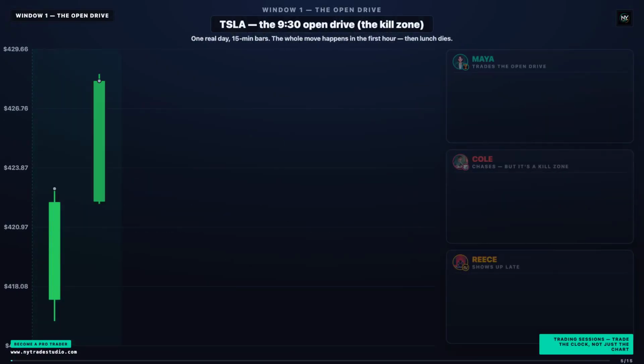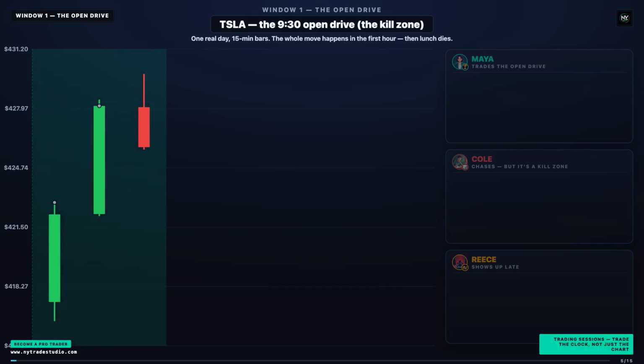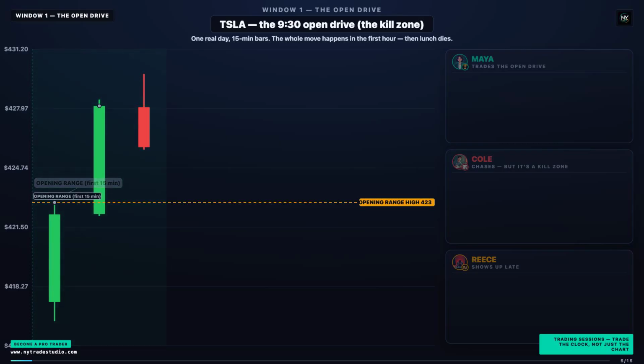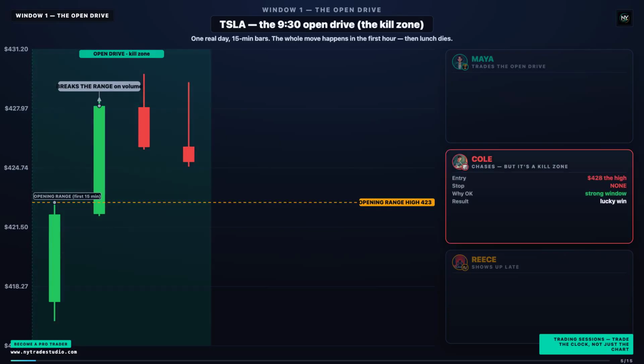Day 1, the open drive, the first and best kill zone. This is Tesla, 1 real day in 15-minute candles, and watch the green band on the left from 9:30 to 11, the opening bell. First, the opening range, the high and low of the first 15 minutes. The high sits at the opening range high, 423. That is the line a real move has to clear, and right at the open, on heavy volume, Tesla explodes through it, and Cole chases the breakout candle instantly, buying the high near 428.